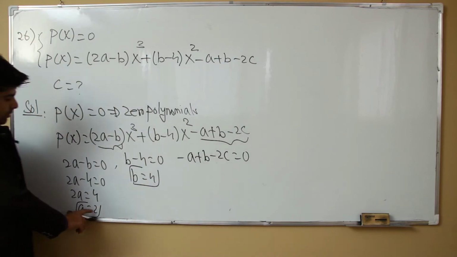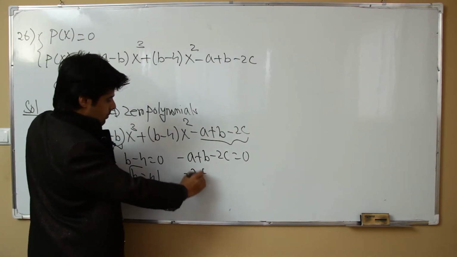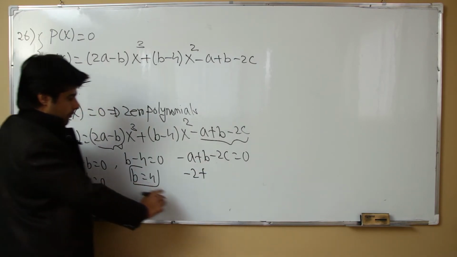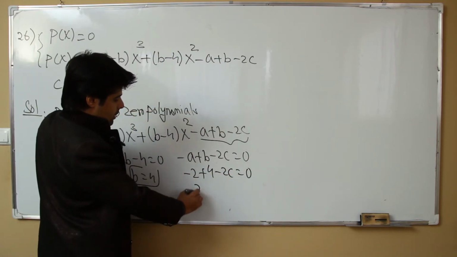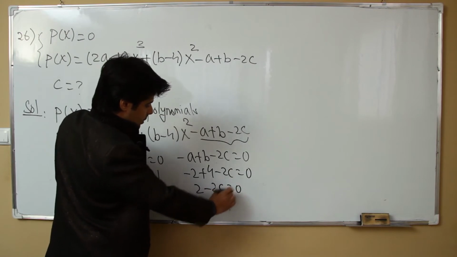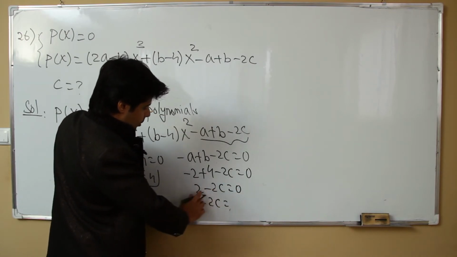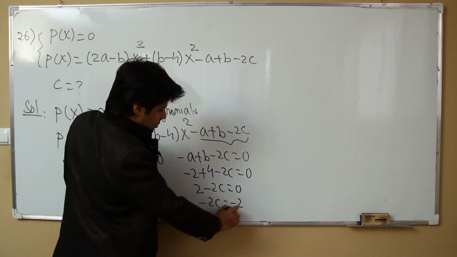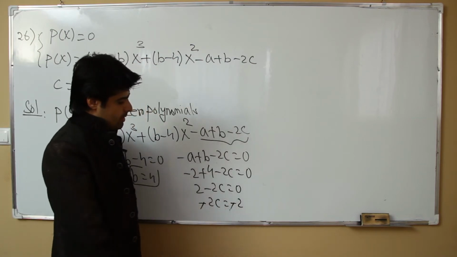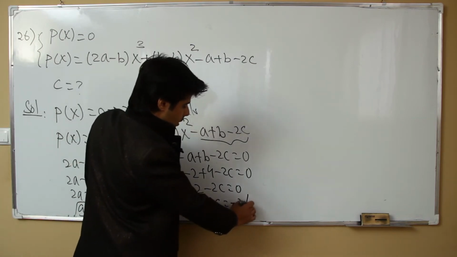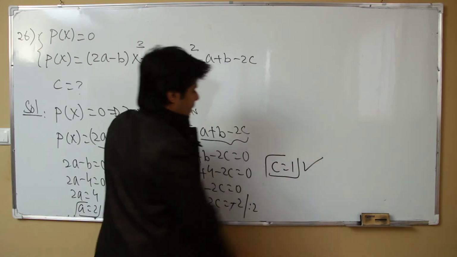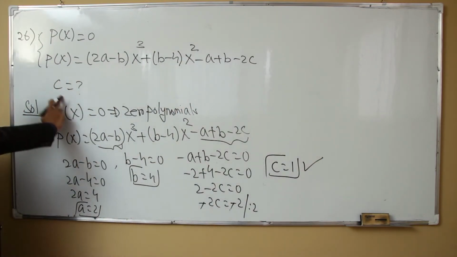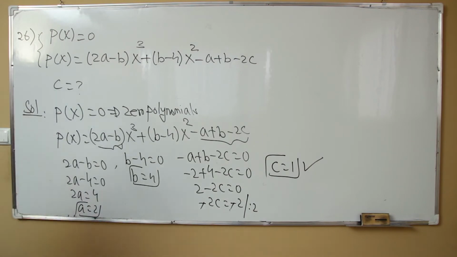And instead of a, minus 2 plus, instead of b, we have 4 minus 2c equal to 0. 4 with this one is 2, minus 2c equal to 0. Put 2 to the right side, it's minus 2. We can cancel this minus minus and divide both sides by 2. So you will find c equal to 1. Now the question is c. c is, I think, 1. Write it.